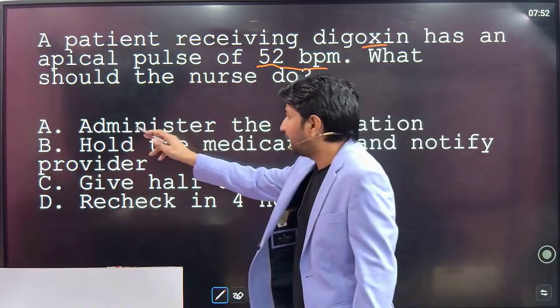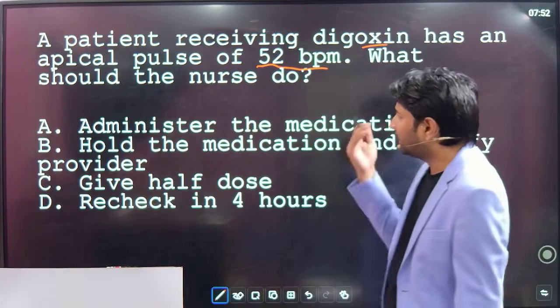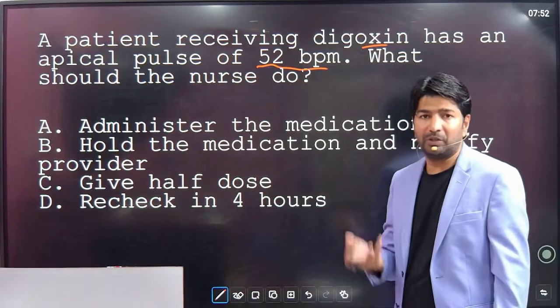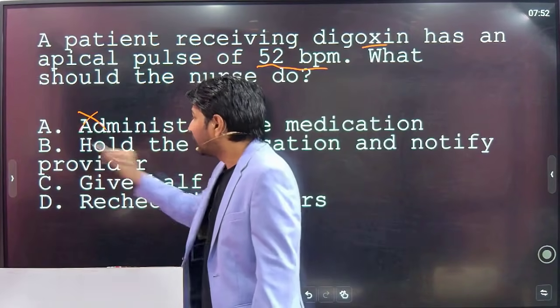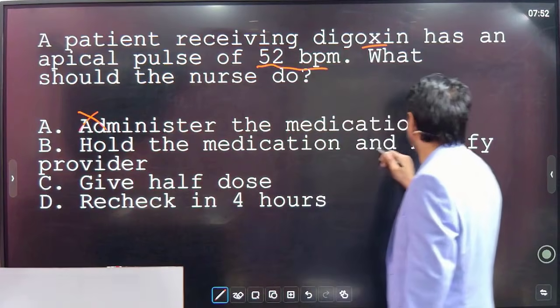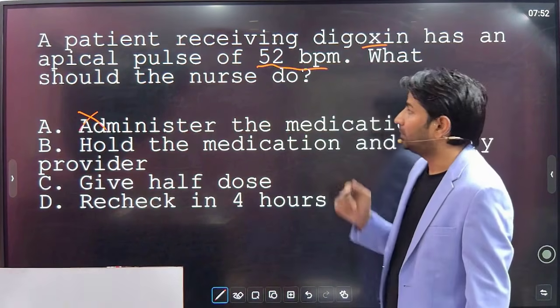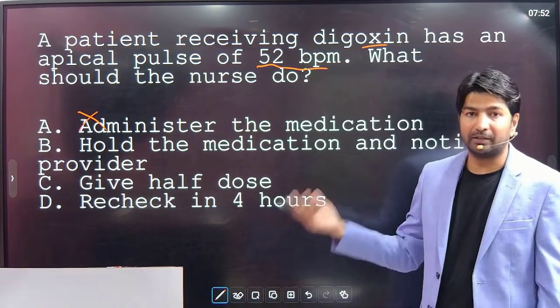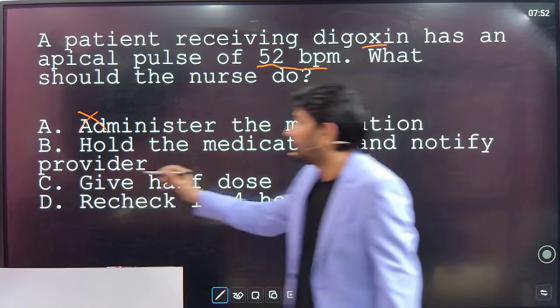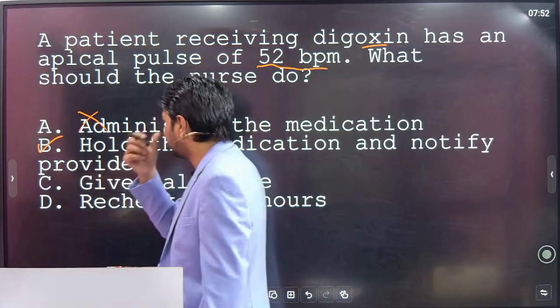Option A, administer the medication. That means you keep administering the medication even though we shouldn't, because we need to withhold it, so this option's wrong. Second, hold the medication and notify. Yes, this is exactly what we need to do. When a patient has bradycardia, if it's an adult and it's less than 60, we must withhold the medication. So that's what we're looking for here, making this the right answer.